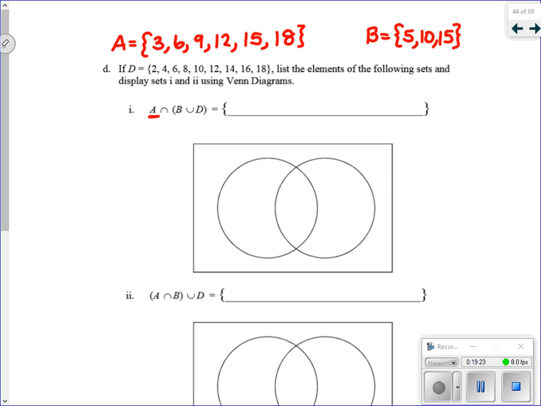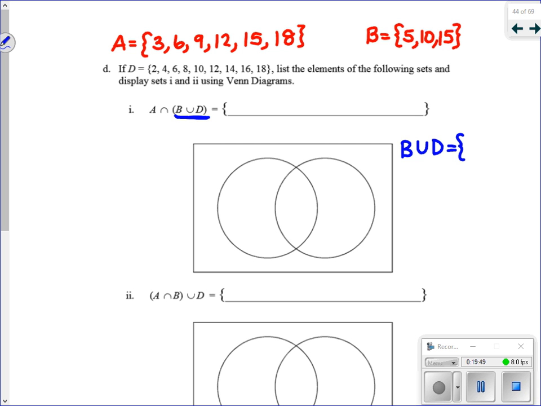So now we know order of operations says that we have to do brackets first. So when you have an expression like this where you have A intersect something that is in brackets, always figure out your brackets first. Okay? So let's do that over here in the margin. Let's figure out what B union D is. What set is that?